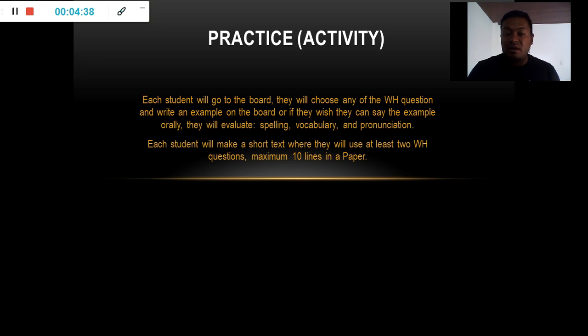The second activity in our class is that each student will make a short text where they will use at least two WH questions, maximum 10 lines on a paper. Why a paper? Because when the students finish this activity, the paper is given to the teacher for the qualification.